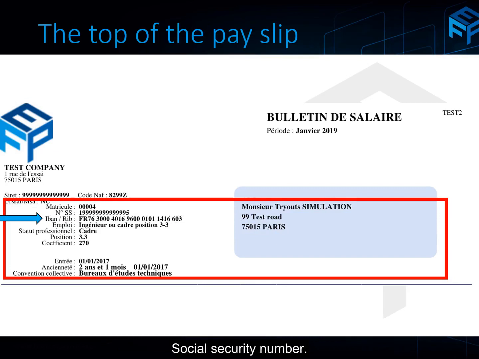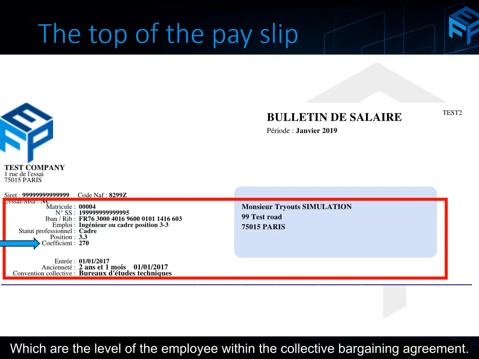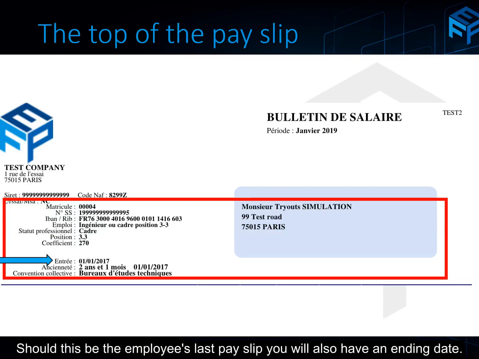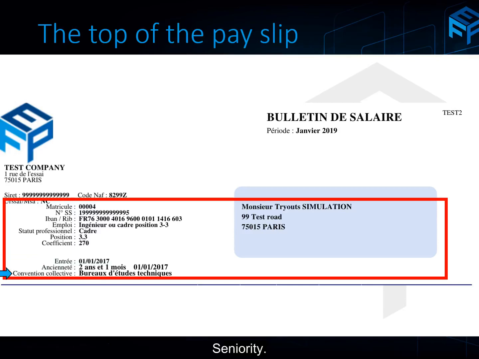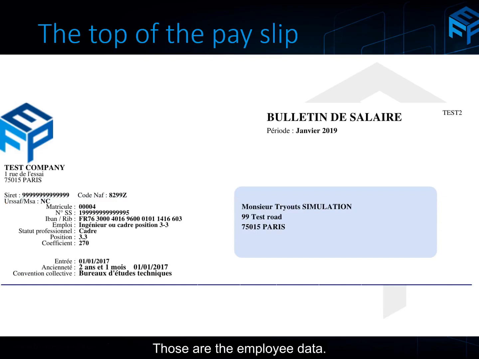social security number, bank detail, job title, professional status, CAP or non-CAP, this is quite specific to the French labor law, position and coefficient, which are the level of the employee within the collective bargaining agreement, starting date, should this be the employee's last payslip, you'll also have an ending date, seniority, and the collective bargaining agreement. Those are the employee data.